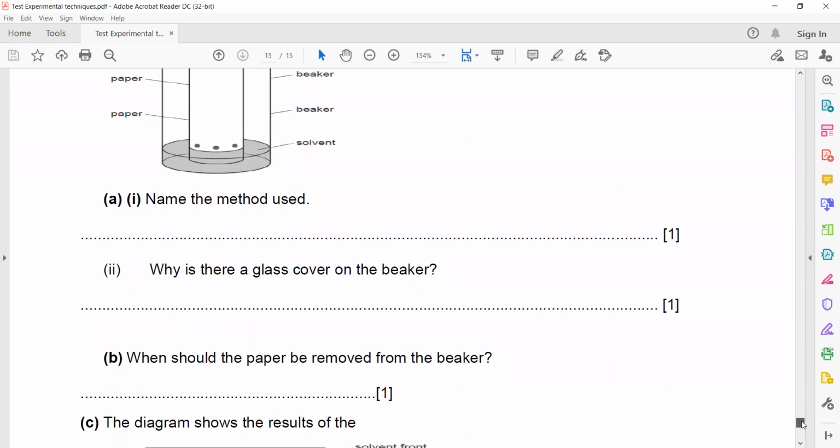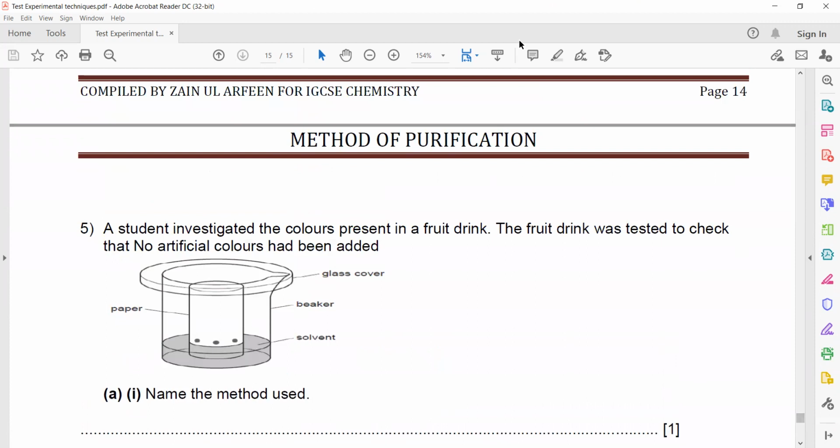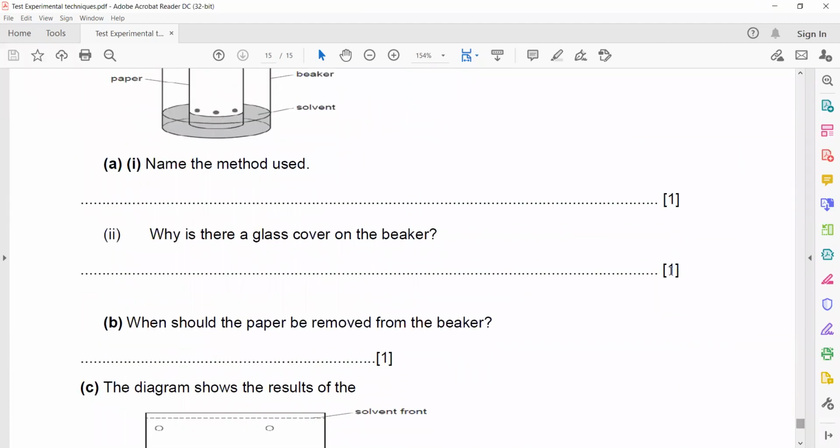When should the paper be removed? At what position should we remove the paper from this chromatogram? As the liquid is rising, once the solvent reaches the top of the paper, we remove the paper from the chromatogram. So the question was, when should the paper be removed from the beaker? What should your answer be? It should be when the solvent reaches the top of the paper, we should remove it.